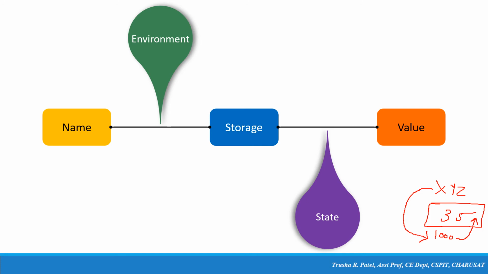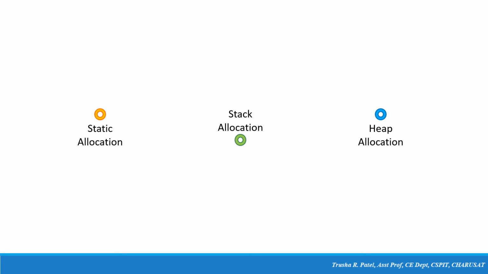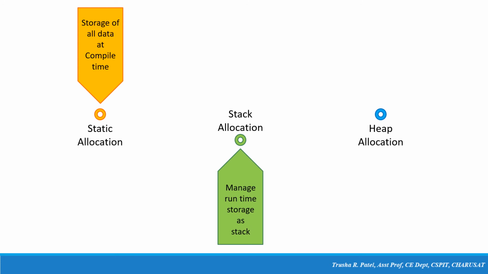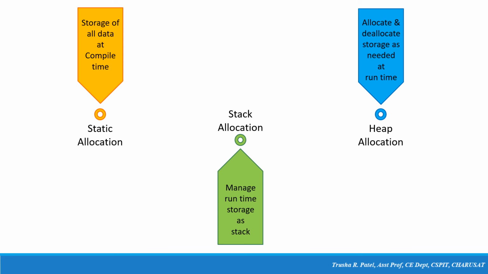Now there are three kinds of allocation: static, stack and heap. Static allocation is always done at compilation time. Stack allocation is done at runtime using a stack. And heap allocation will allocate and deallocate the storage as per the requirement at runtime.